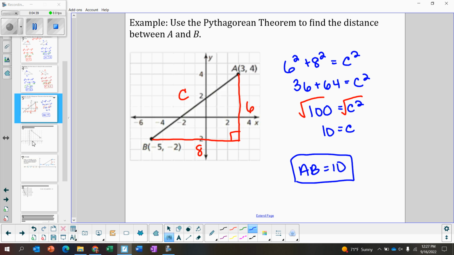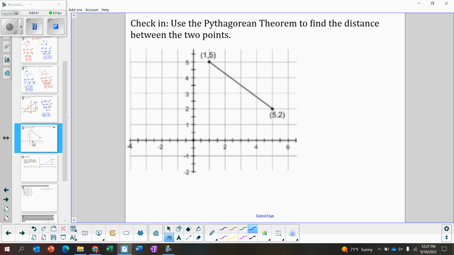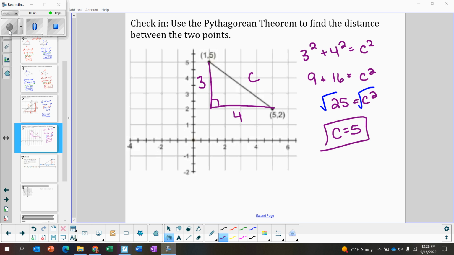You're going to do the next check-in, same idea: create yourself a right triangle and find the distance between the 2 points. Pause so you can check your answer. All right, we didn't have names for these points, so we don't have to call it any segment name, but the missing side, the distance between those points, was 5.